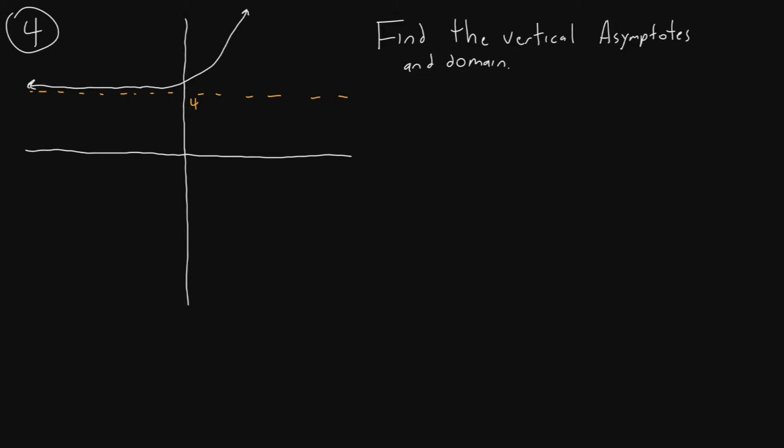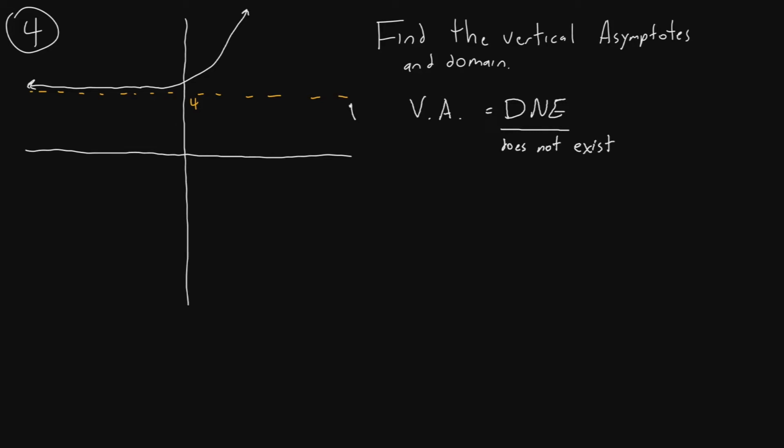If we look at this graph, we see no dotted lines that are vertical. The only dotted line we see is the one here, and it's horizontal. So we can immediately say that the vertical asymptotes, or I'll abbreviate VA, they don't exist, so we represent that with the letters DNE for does not exist.